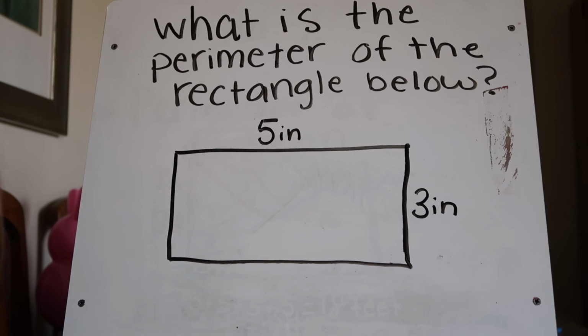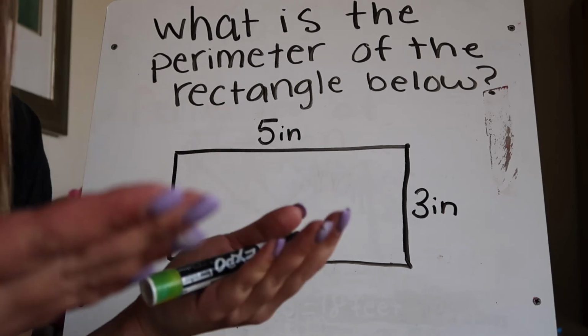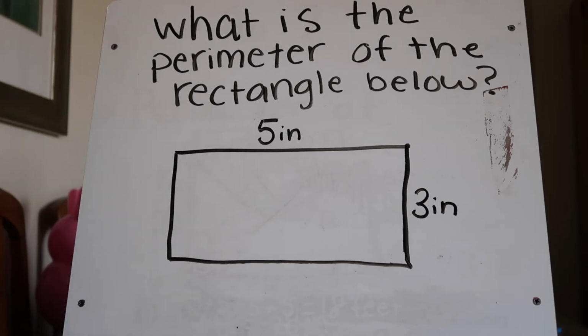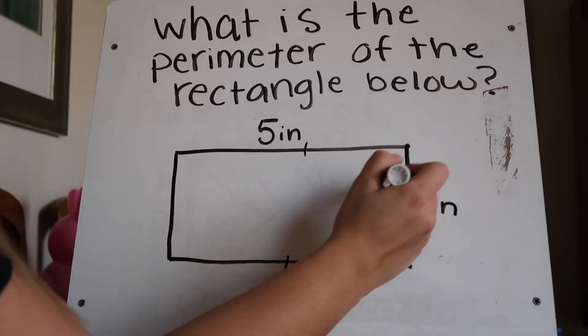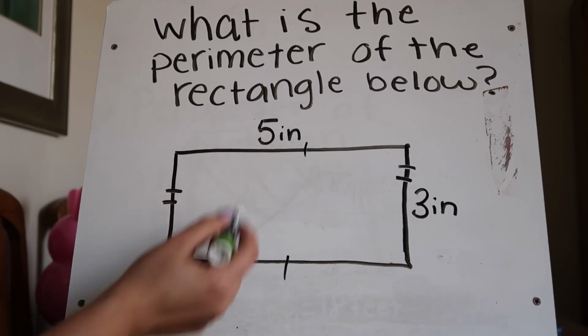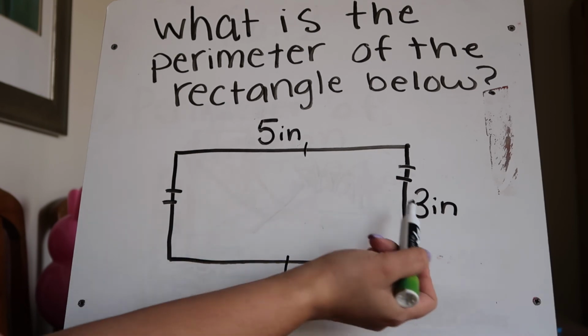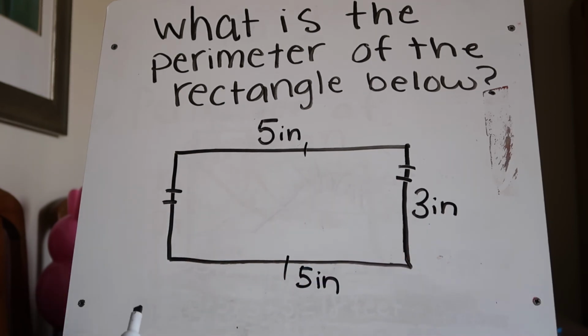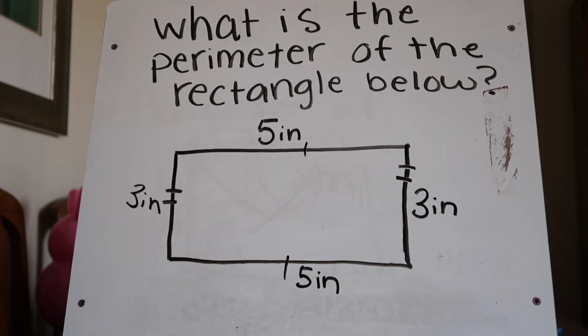Think in your mind, what is it that we know about a rectangle? 2 sides are equal and the other 2 sides are equal. So the top and the bottom are equal and the 2 sides are equal. So this makes it very easy for me to label my shape. I know that this one and this one are the same, so if this is 5 inches, this must be 5 inches. I know that this side and this side are the same, so if this side's 3 inches, this side must be 3 inches.